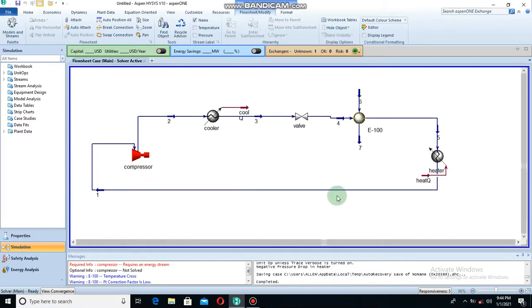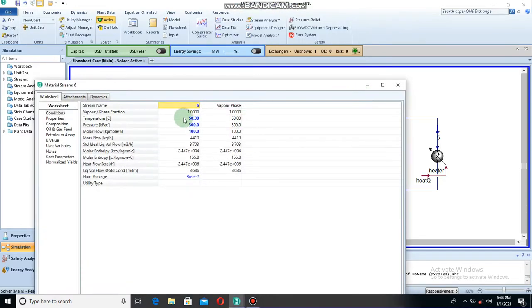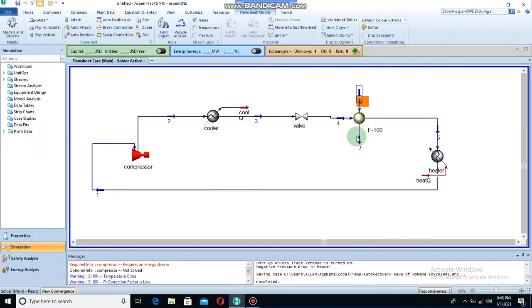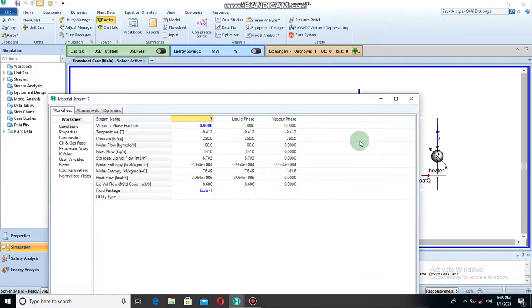This is the propane loop when it is active, working. So this is the heat exchanger. It goes in here and retrieves the heat. Remember, we started at 50 degrees centigrade, pressure of 300 kPa and the flow of 100. And let's see how much heat was retrieved.